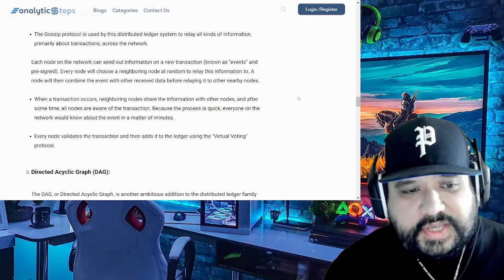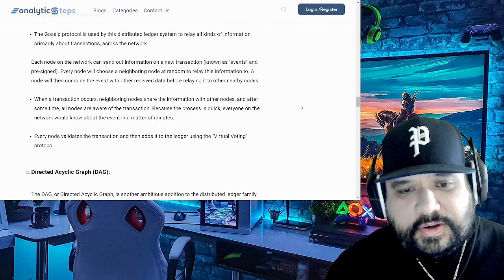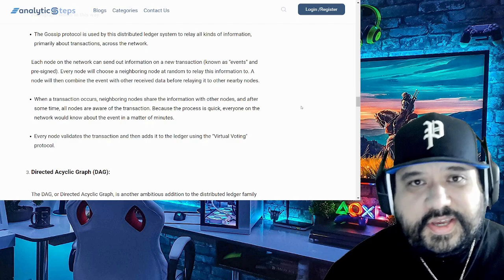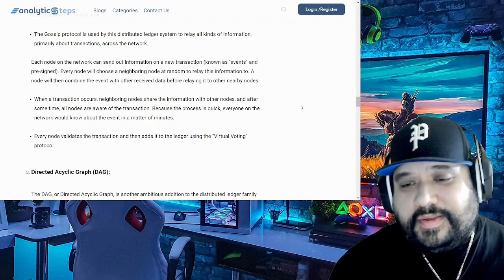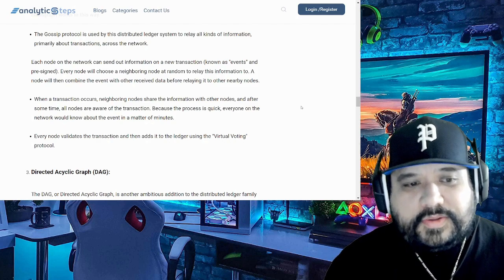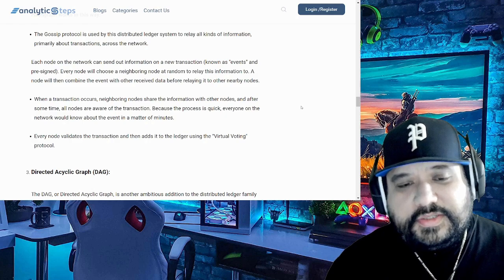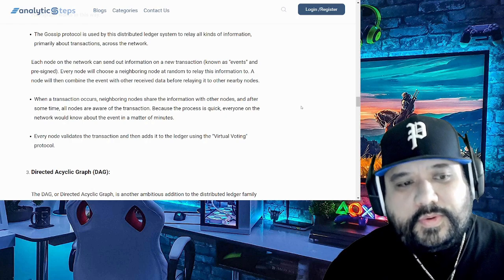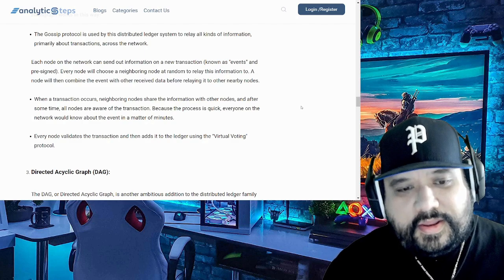Now, when a transaction occurs, neighboring nodes share the information with other nodes. Think about it. It's like it says, it's gossip. Pretty funny, ain't it? But nonetheless, let's get more into it. It says, and after some time, all nodes are aware of the transaction. Because the process is quick, everyone on the network would know about the event in a matter of minutes.